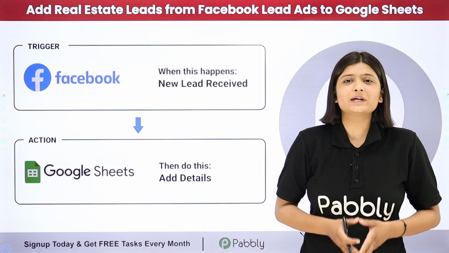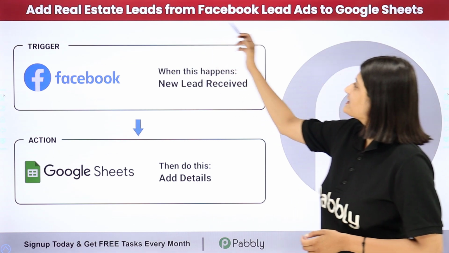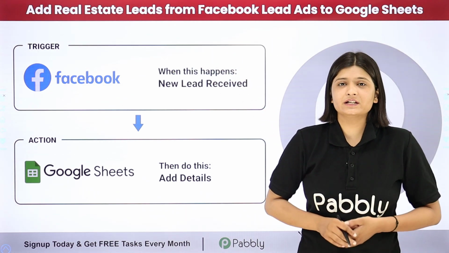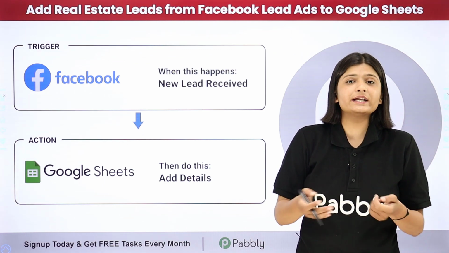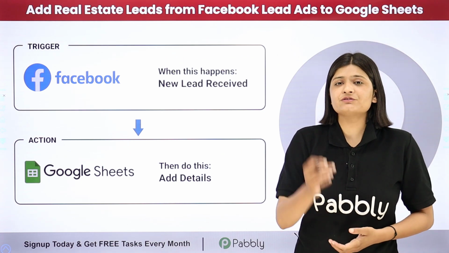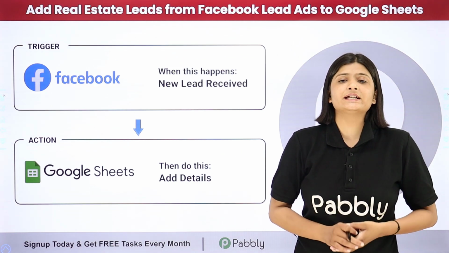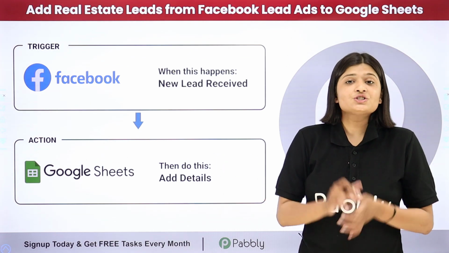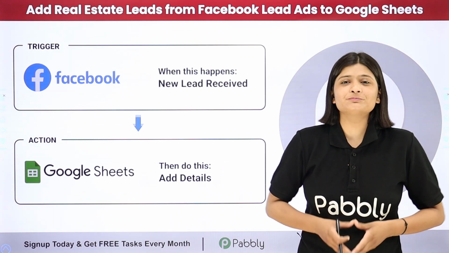So in this video, we are going to learn how to add real estate leads from Facebook lead ads to Google Sheets. So let's suppose I'm running a real estate agency and promoting this with the help of Facebook lead ads. Now I want that whenever I receive a new lead, all the details related to that lead should be automatically added in my Google Sheets. So I can do this automation with the help of Pabbly Connect.